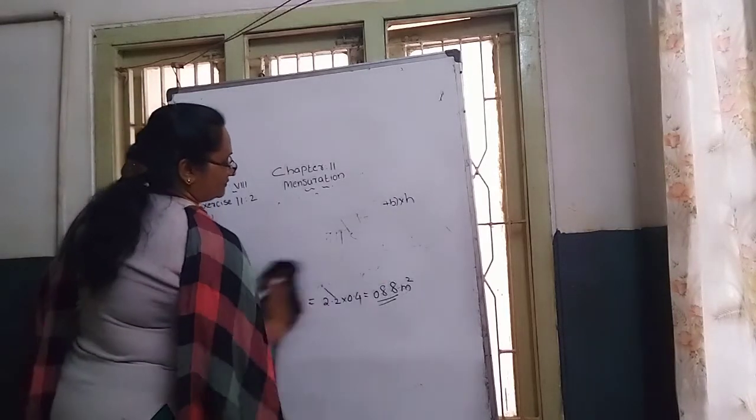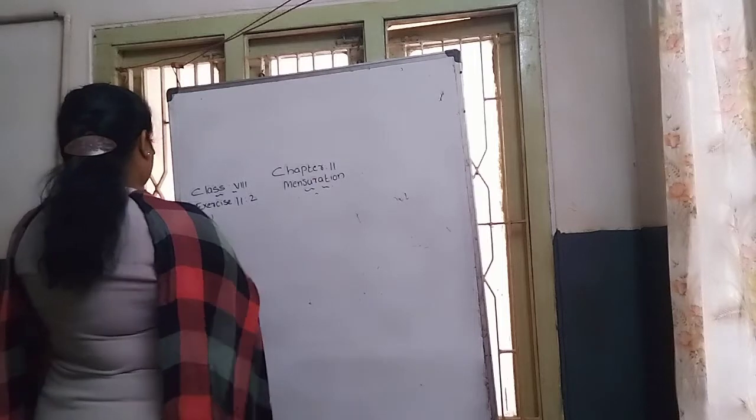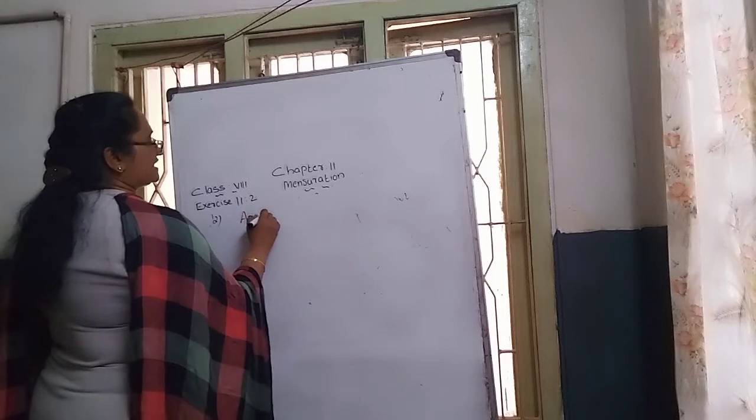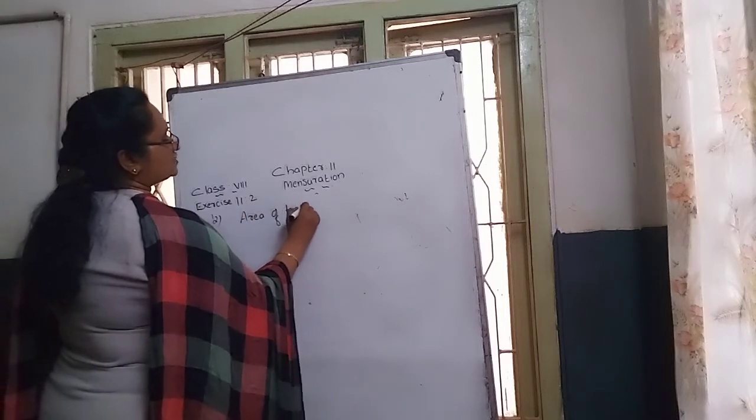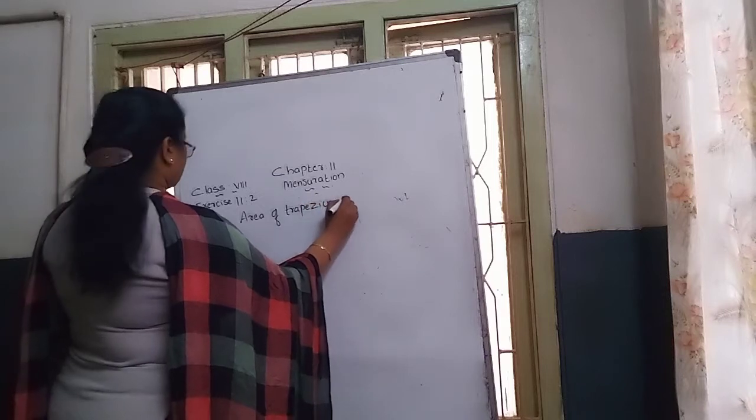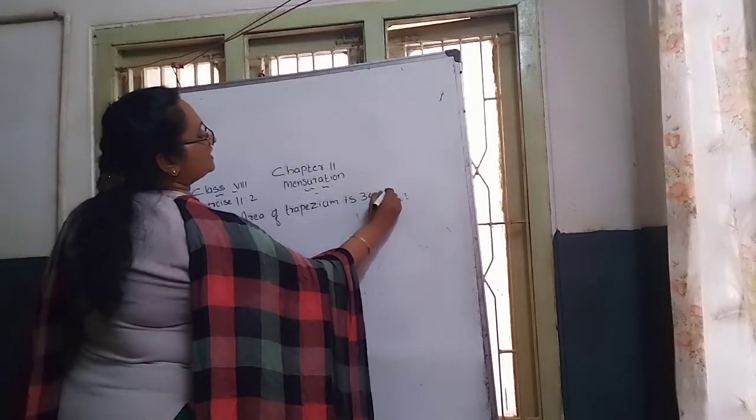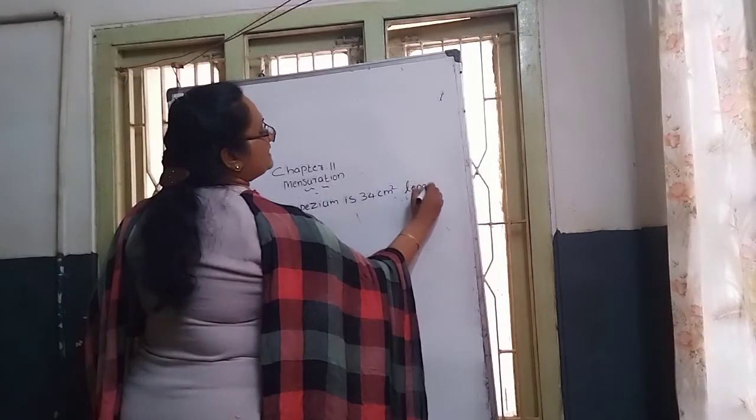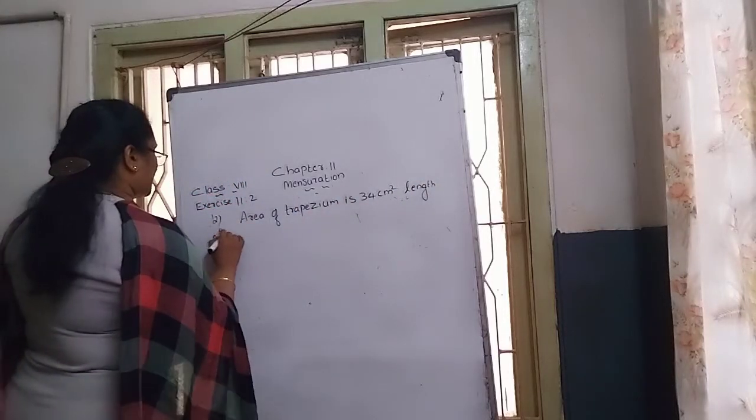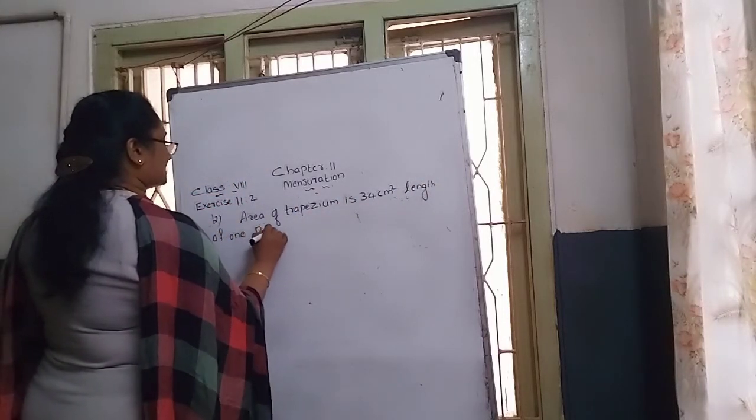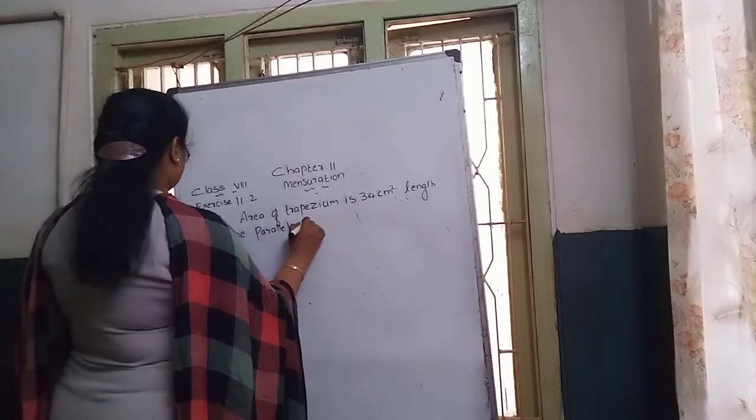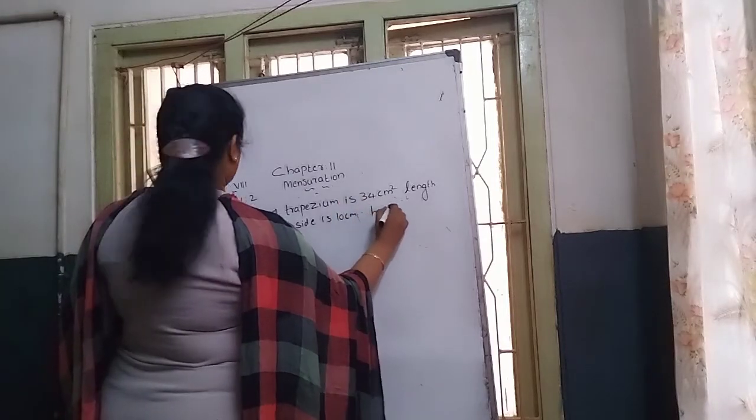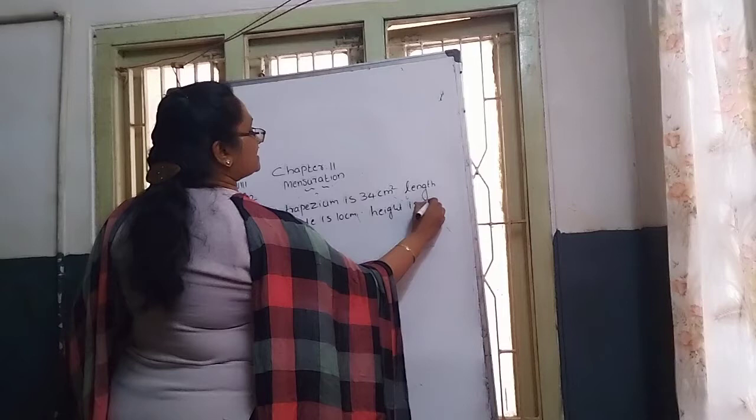Then next, the second question. It is about the same thing. The trapezium area is directly given: the area of the trapezium is 34 centimeter square. The length of one parallel side is given, 10 centimeters. The height is also given, 4 centimeters.